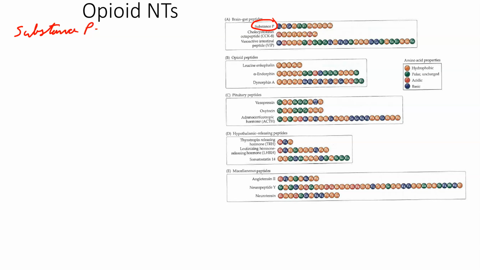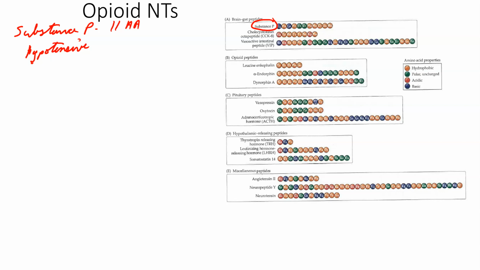I bring it up because it was the first discovered peptide neurotransmitter. So it's 11 amino acids. It's a potent hypotensive agent. If you know this word hypotensive, it reduces blood pressure. Additionally, it has effects in the human gastrointestinal tract.